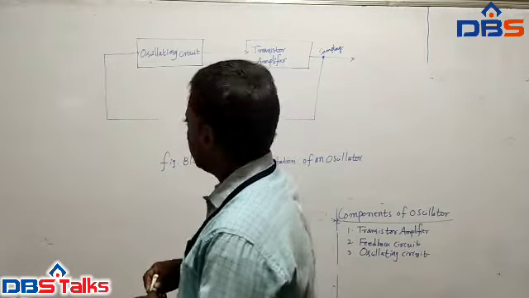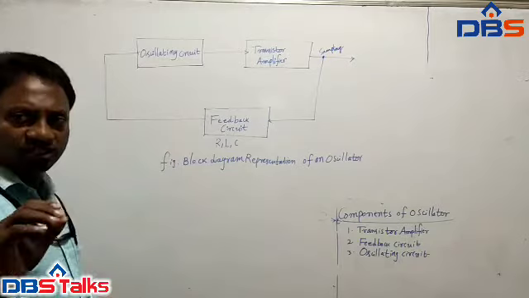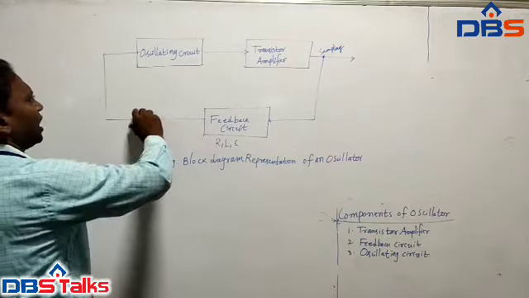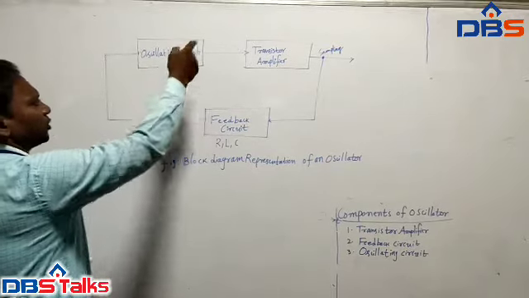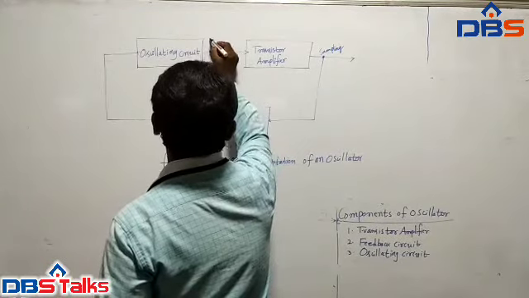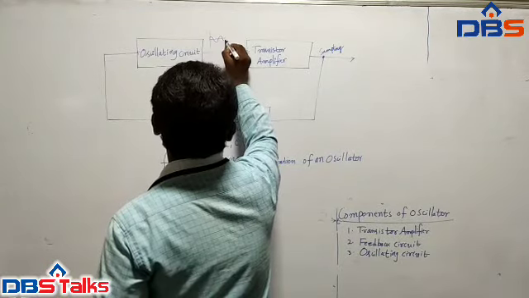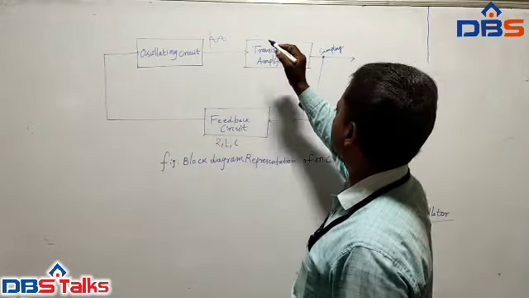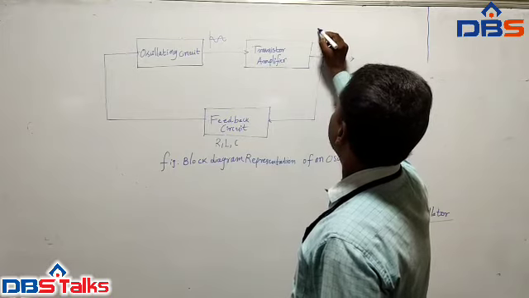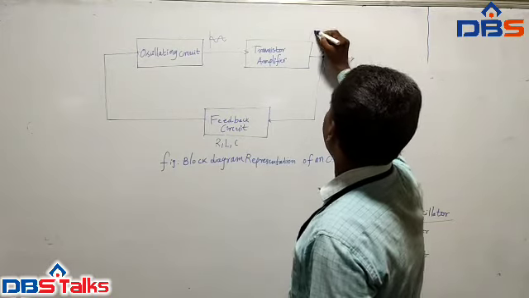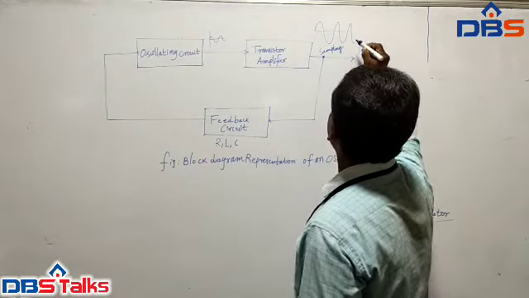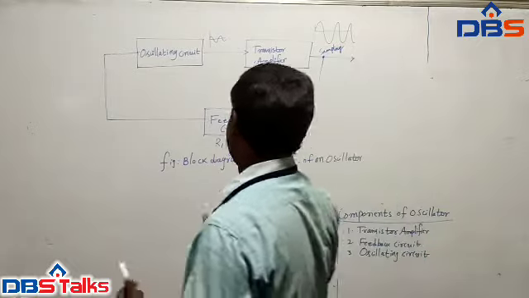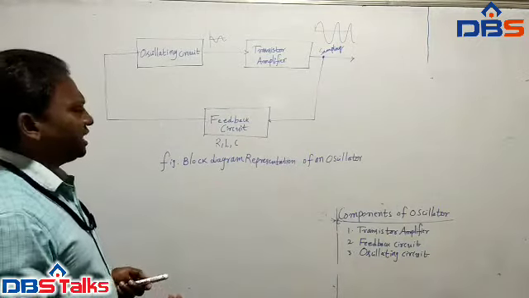Now this oscillating circuit takes the output of the feedback circuit, operates on it, and produces some oscillations at its output. These oscillations are then supplied to the transistor amplifier, and the transistor amplifier gives sustained output oscillations like this. So this is the overall operation of any type of oscillator, maybe an RC oscillator or an LC oscillator.